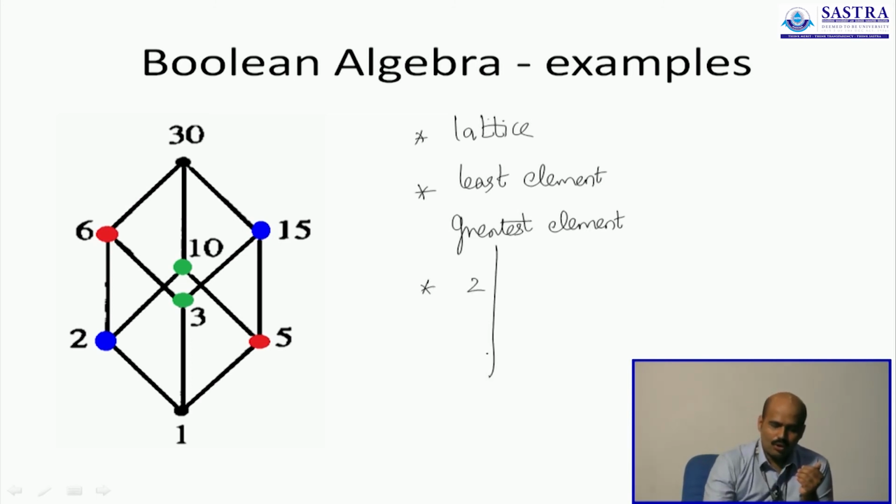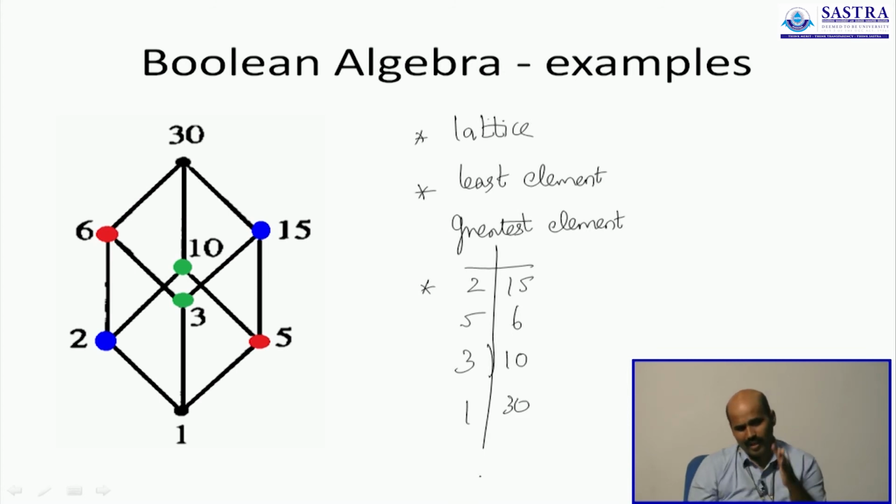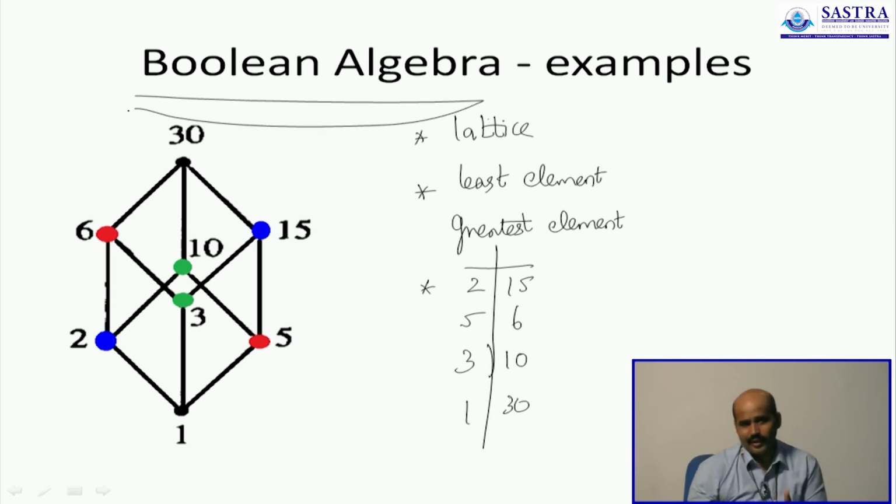2 and 15 are complements of each other, 5 and 6 are complements of each other, 3 and 10 are complements of each other, 1 and 30 are complements of each other. For every element there is a complement defined. Therefore, it is complemented. It is a lattice, it has both the least and the greatest element, it is distributive, it is complemented, and hence it forms a Boolean algebra, unlike the previous example which was only a lattice.